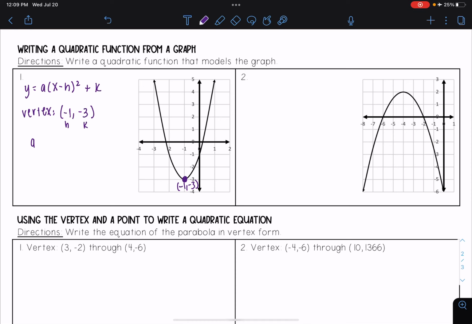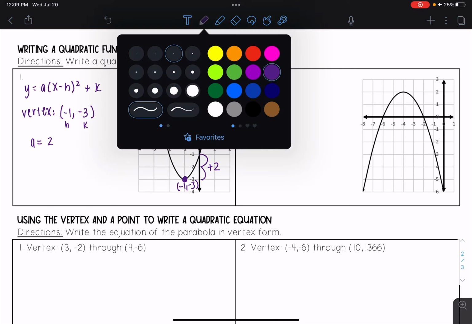But now I need to figure out what my a is equal to. Well, remember that our a, we had that 1, 3, 5 rule, and that gave us a hint towards what our a is. And so I can see how much I go up on my very first point to the right and left of my vertex to see what my a value is. And so I see here from my vertex I go up 1, 2. So that means that my a value is going to be equal to 2.